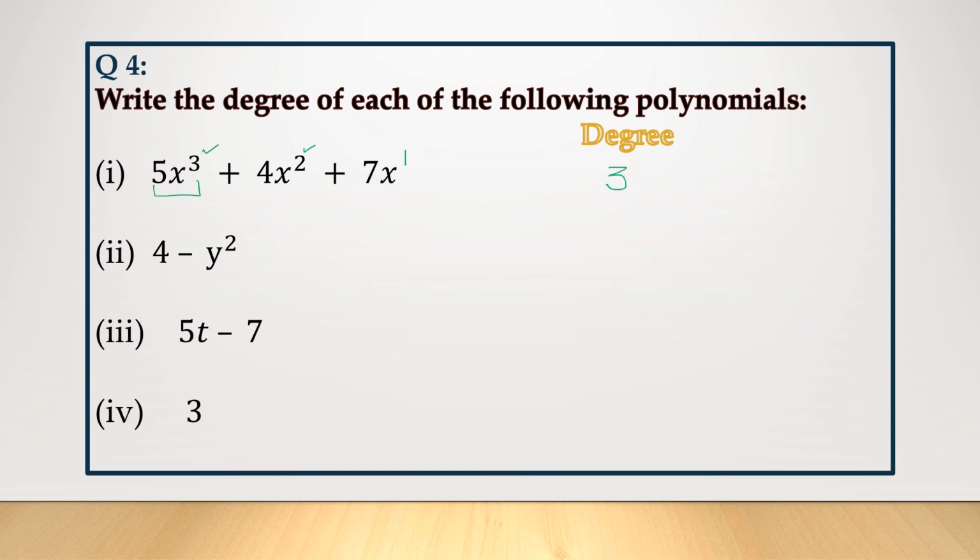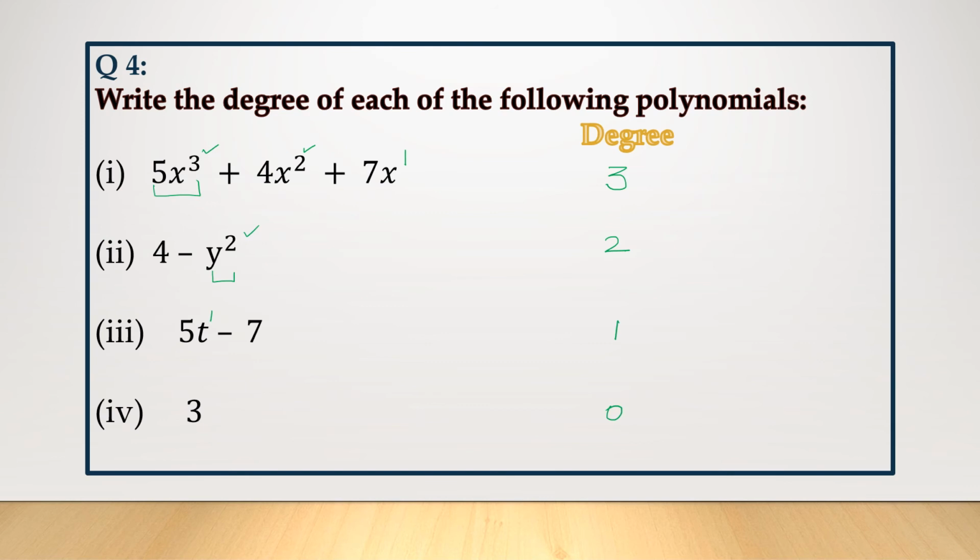Now next is 4 minus y square. The variable here is y, and the highest exponent is 2. 5t minus 7. There is no variable term other than t, so here the exponent is 1. So its degree is also 1. 3. Remember, 3 is a constant polynomial. And any guess what is the degree of the constant polynomial? It is 0.